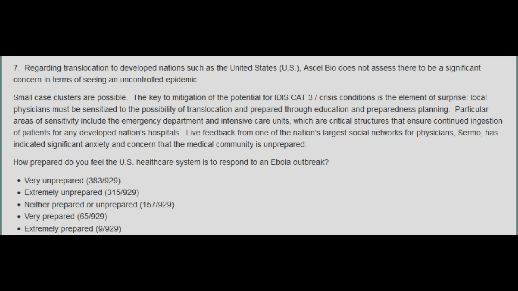70% of the people surveyed said we are very unprepared or extremely unprepared. 16% said, meh, either way. And then the rest said very prepared or extremely prepared. So I guess that would be 14%. So 70% of healthcare workers surveyed, the largest social network for physicians, said we're in trouble. 70%. Keep that in mind.